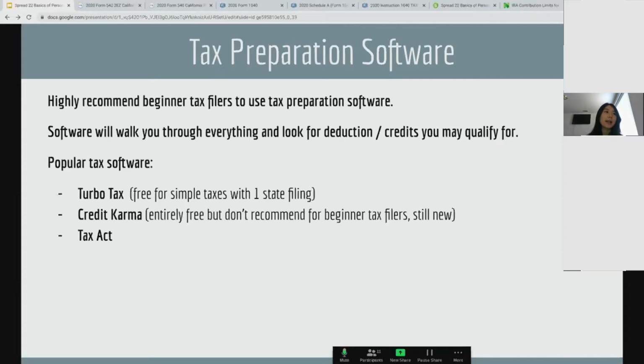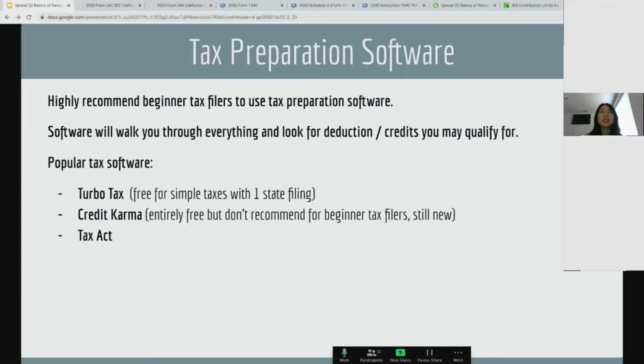And there's also TaxAct, which is also popular, but not that many people in our generation or the younger generation use it because it's not that user-friendly. I tried it one year and I jumped ship back to TurboTax because it was not as user-friendly.